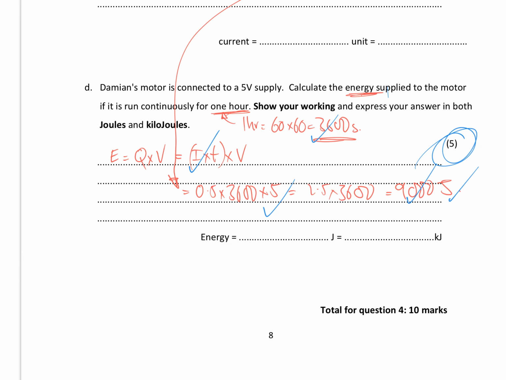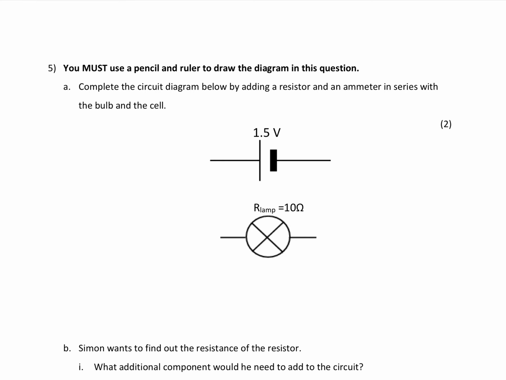Wonderful. Let's see if there's anything more to this question, or even to the next one. Nope, we're on to the next one, but it says you must use a pencil and ruler to draw the diagram. In this question, complete the circuit by adding a resistor and ammeter in series with the bulb. Right, series means that we're going to be just joining it up in one big loop. So I like to draw my ammeters on the right hand side, I don't know why, just a little quirk, and a resistor, both in series. We've done it there.